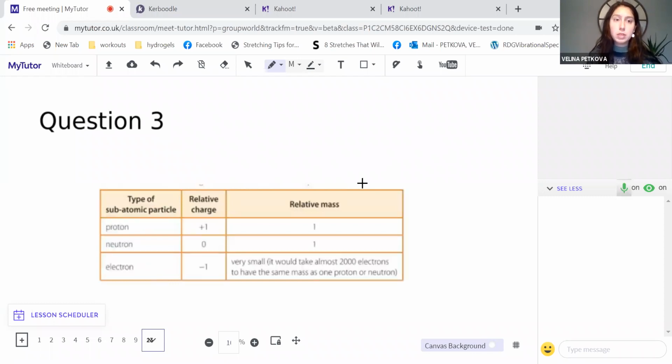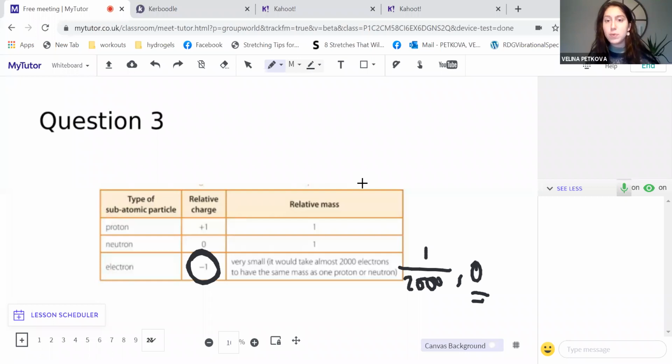So then what was the relative charge of an electron and relative mass? The electron is the negatively charged particle, and it's got a relative mass of 1 out of 2,000, or you can say it has a relative mass of 0. Both are correct answers, okay? So it has a very small mass compared to your proton and your neutron.